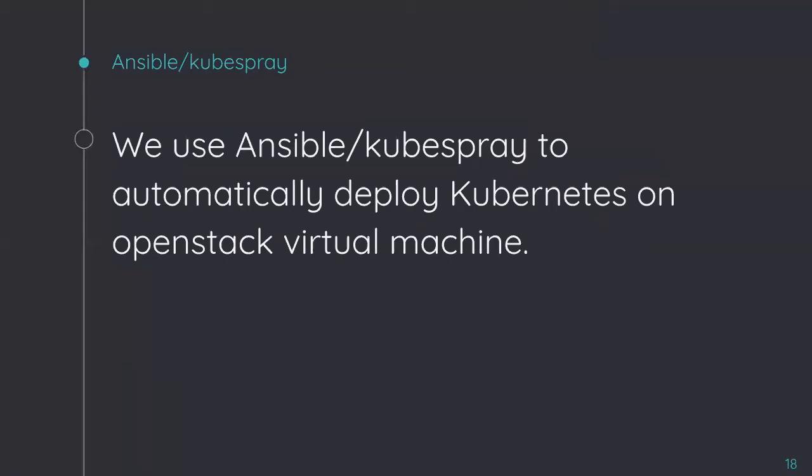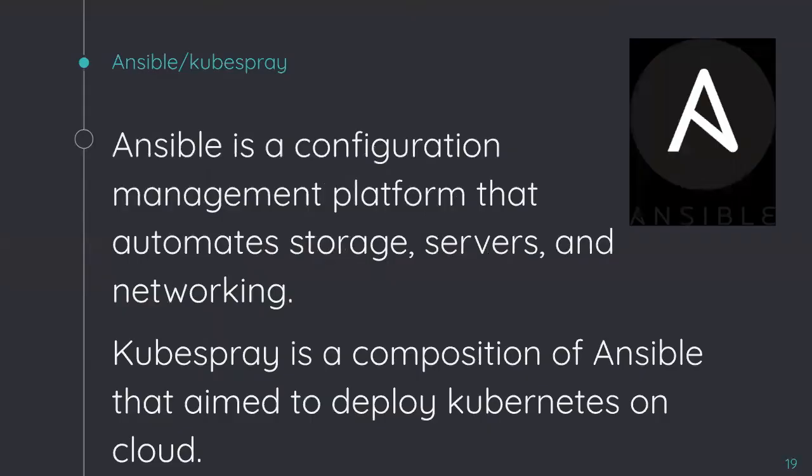After we deploy the virtual machines, what else we want to do is to make the process of deploying Kubernetes on virtual machines automatic. That's why we use Ansible and Kubespray. Ansible is a configuration management platform that automates storage, server, and networking. And Kubespray is a composition of Ansible playbooks that aims to deploy Kubernetes on cloud.